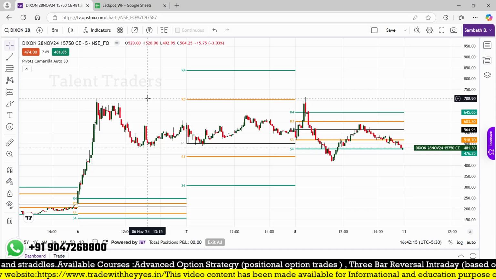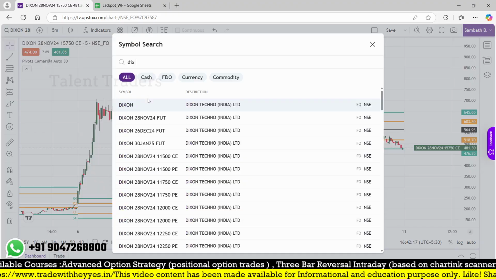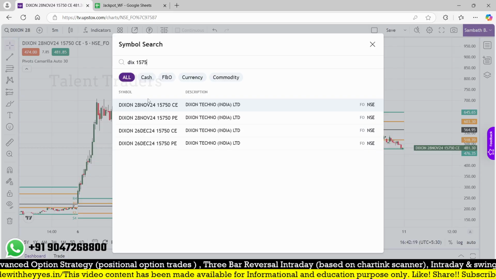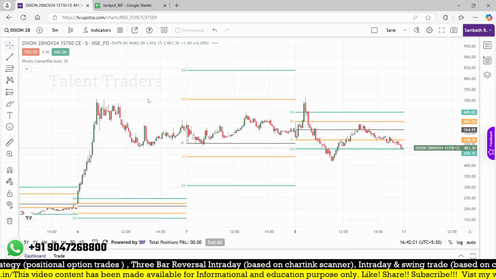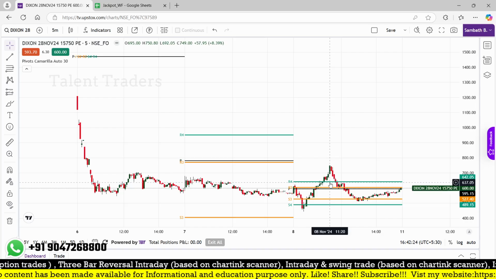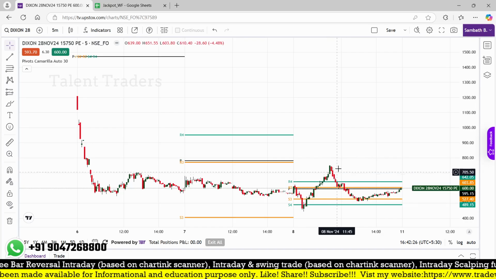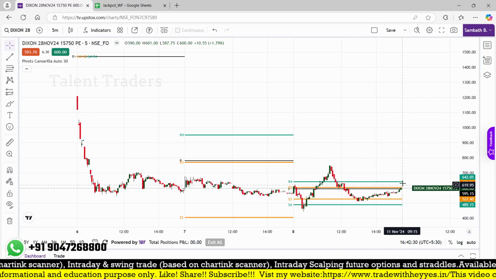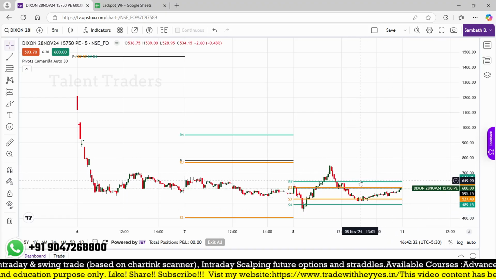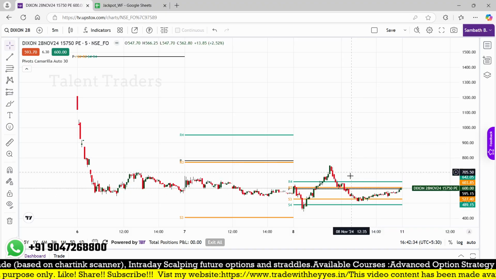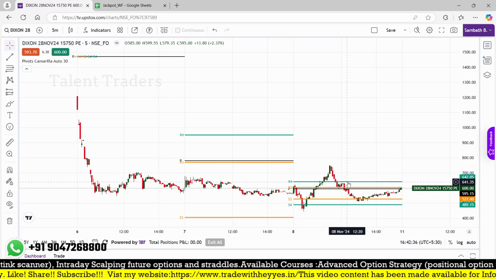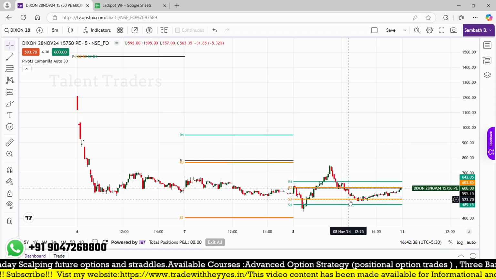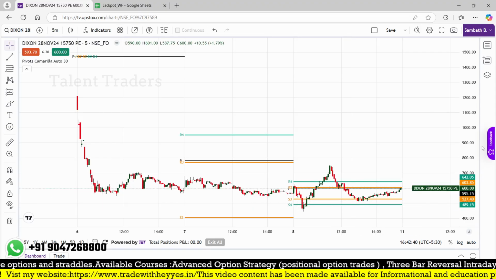Okay, so let me check the opposite side of Dixon, the 15750 put option. That is also forming an exact inside level, but it broke from 640 and went up to 750, and still it is at the same level and less than our price. Maybe if you are an intraday trader, you can keep a small target and stop loss, but if you are positional, you can try to hold it, keep that stop loss, and carry that also.